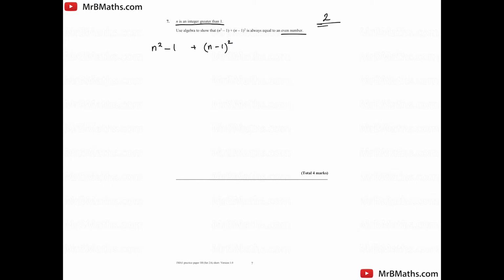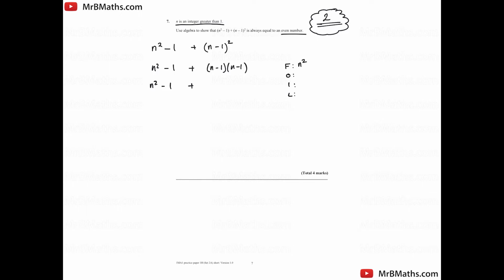So let's just try this out. So let's just keep this in mind for now. So let's expand this out. So we've got n squared minus 1 plus n minus 1 all squared would be 2 sets of brackets of n minus 1. Now if I remember FOIL, you can write out like this if you'd like, or do it quicker. For the first of each term would be these two. So n times n would give n squared.